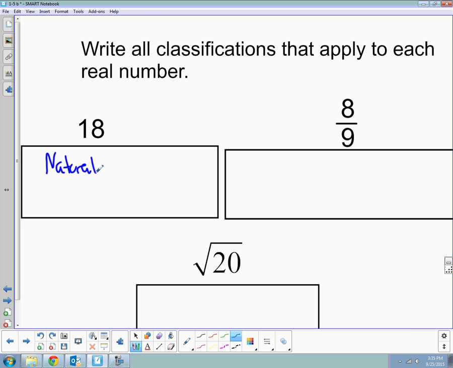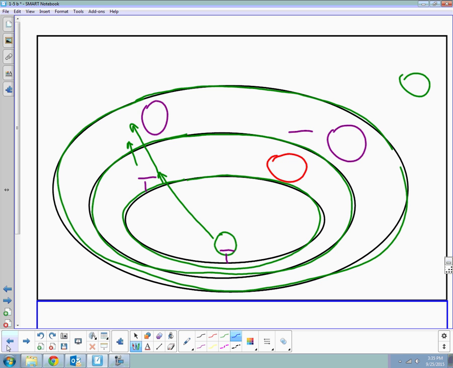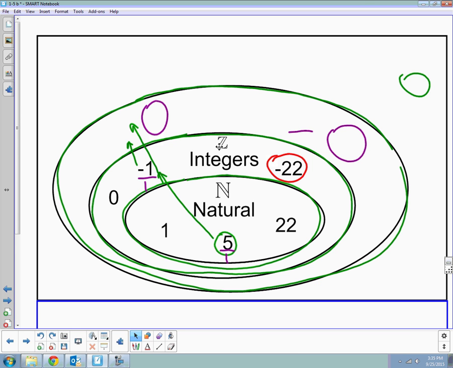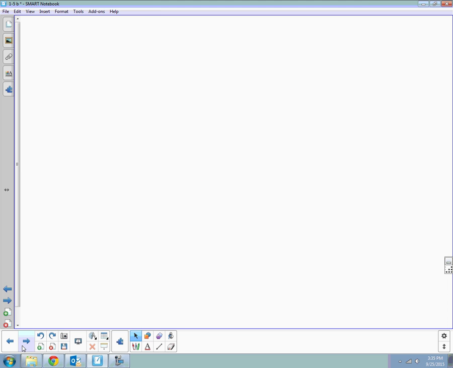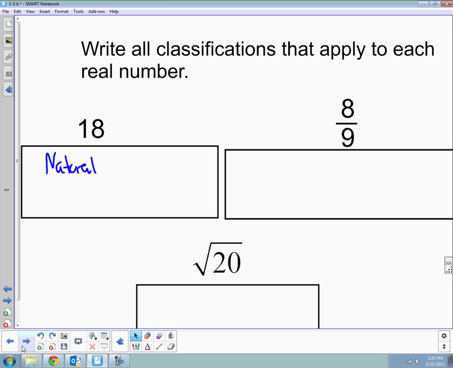Now we have to look inside our bubbles again and say, okay, is it an integer? Well, yeah. If you can write it as a positive or a negative whole number, we can call it an integer. That's just what it means to be an integer. It's either positive or negative, and it's a whole number. Since 18 is positive, it is an integer.